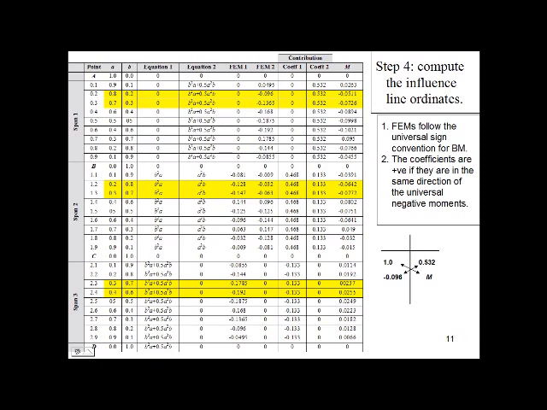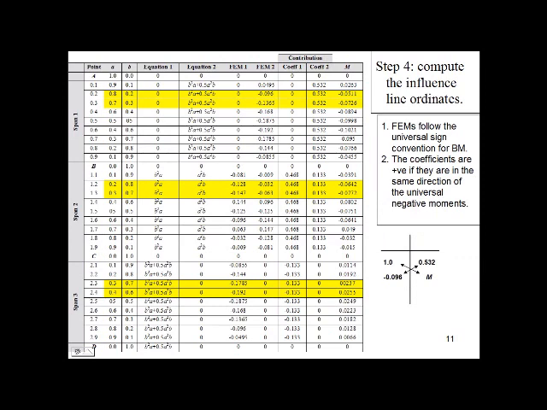Step 4. Compute the influence line ordinates. Now we need to construct a table similar to what appears on slide 11. Equation 1 and equation 2 are the equations of fixed end moments. For hinge support, fixed end moment equals 0. Coefficient 1 and coefficient 2 are the end moments for member AB.